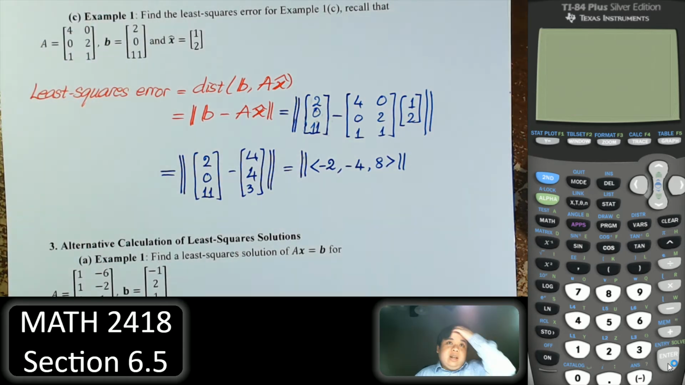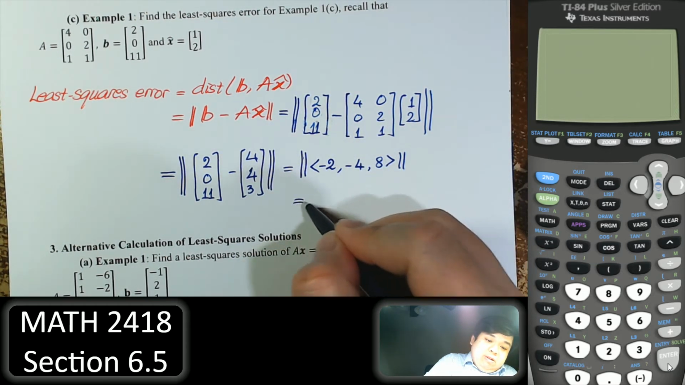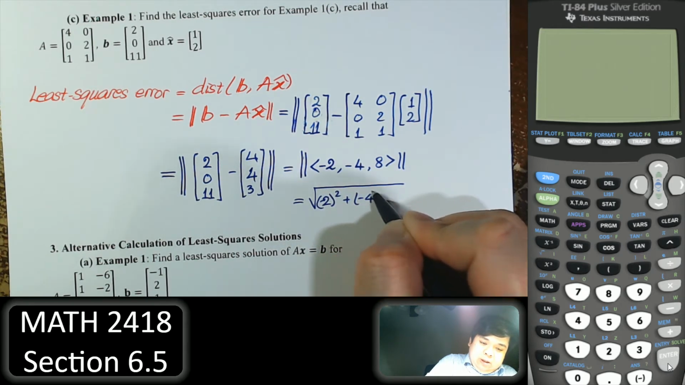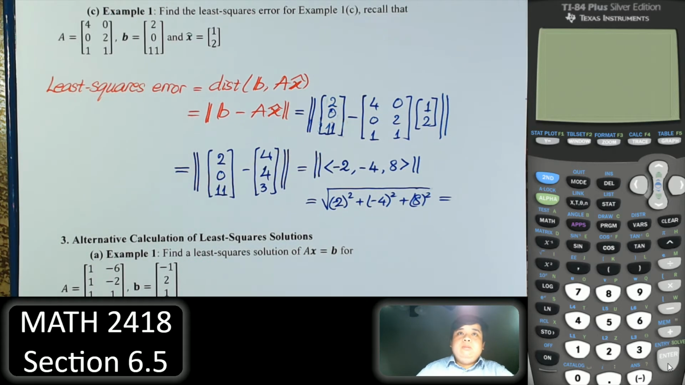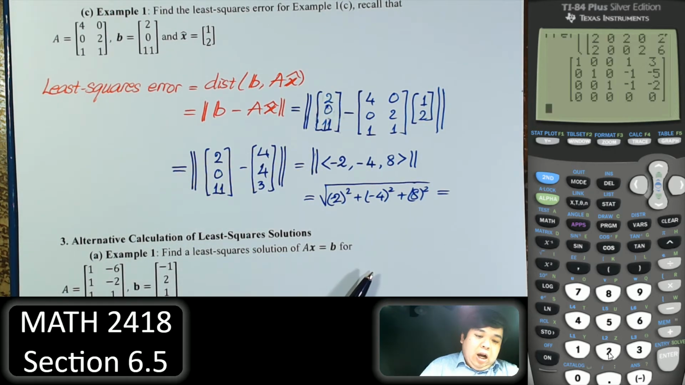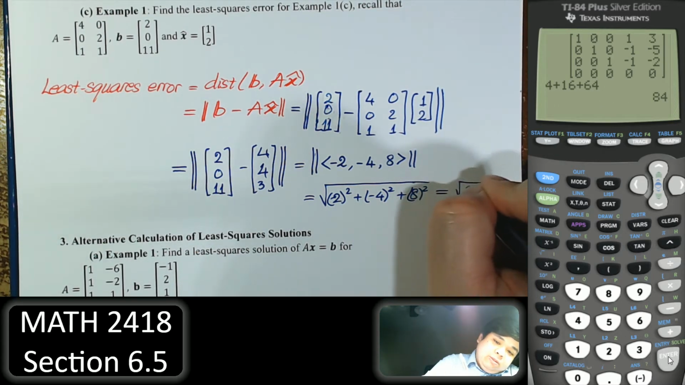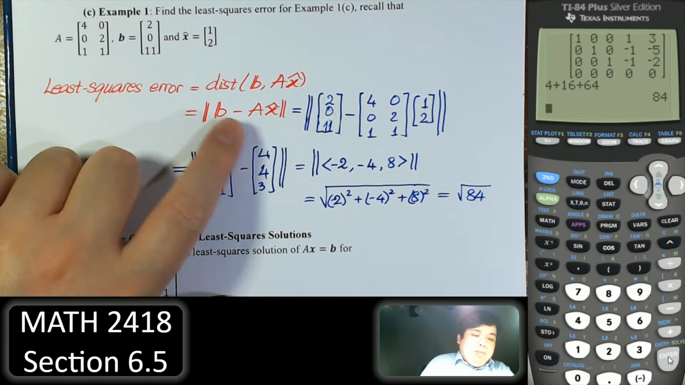Yeah, just the length of that vector. Of course, we can write a vector in many different ways, so I choose to write like that. And then, of course, it's just going to be 2 squared, so 2 squared is 4, 4 squared is 16, and 8 squared is 64. So square root of 84. Right, so it's very straightforward, right? Just B minus Ax hat.